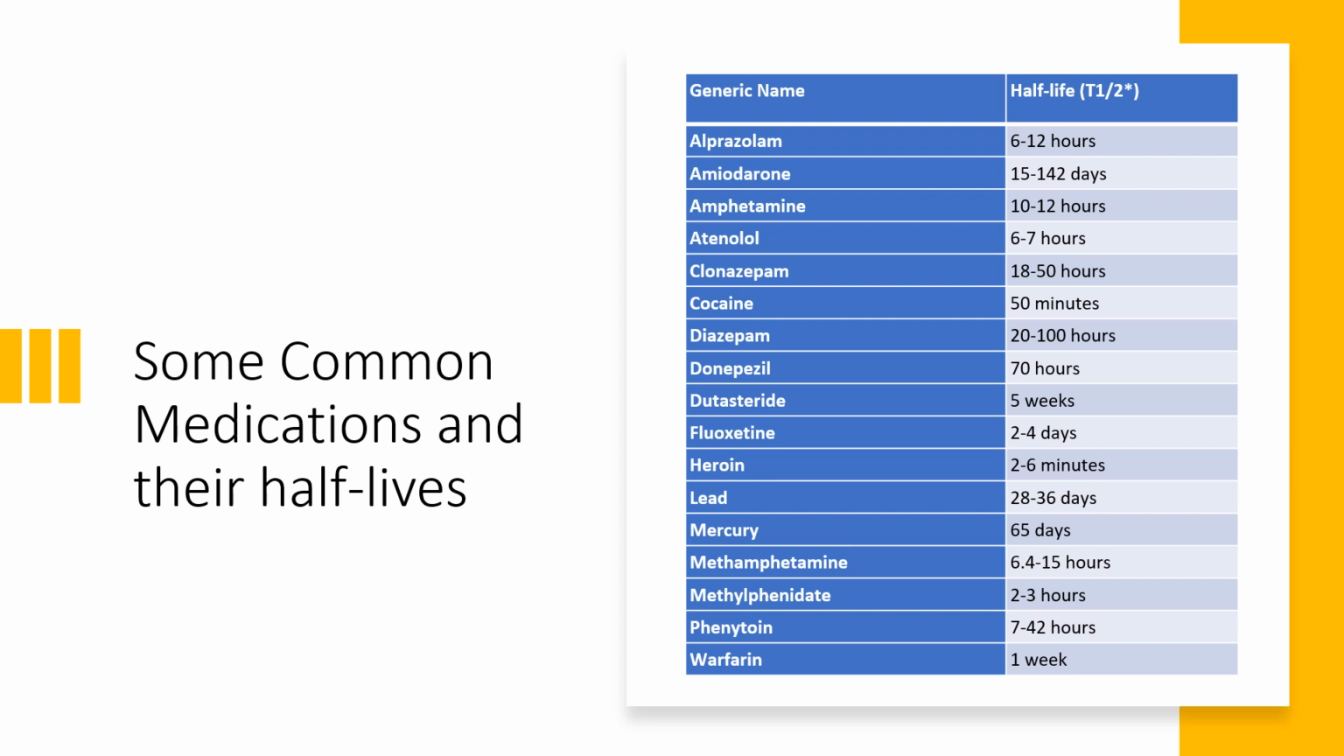Lastly, just some examples of common medications with their half-lives. You can see a list of about 15 or so products. What I'll point out here are some of the products which fall in the same category. For example, alprazolam, which is trade name Xanax, of the benzodiazepine class of medications. It has a half-life of 6 to 12 hours, and clonazepam, which is again from the same class of benzodiazepines, trade name Klonopin, has a much longer half-life of 18 to 50 hours.